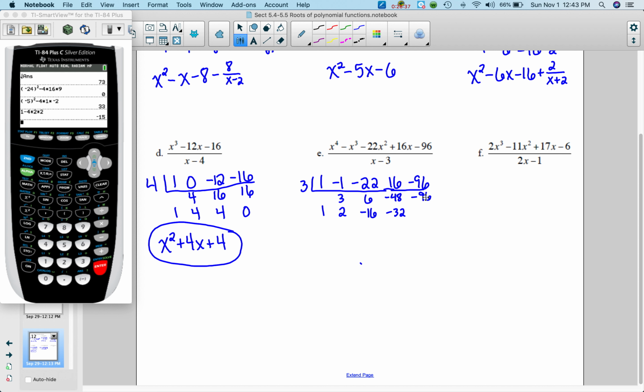Notice these are not opposites, though, and we're adding. So you get negative 192. So that's not a 0. That's going to be, we're going to have a remainder there. So my answer, drop the power down 1, so it's going to be x cubed plus 2x squared minus 16x minus 32 minus, and I take my remainder and put it over what I divided by.